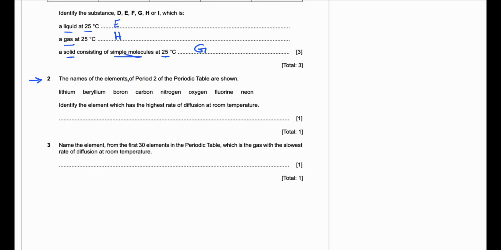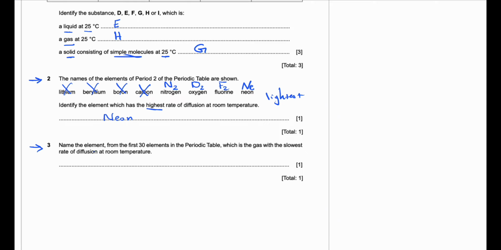Question 2. The names of the elements of period 2 of the periodic table are shown. Identify the element which has the highest rate of diffusion at room temperature. Highest rate of diffusion, it means you are looking for the lightest gas particle. Lithium, beryllium, boron, carbon are solids. Nitrogen, oxygen, fluorine, neon are gases. However, remember that nitrogen exists in nature as diatomic molecule, oxygen exists as a diatomic molecule, fluorine a diatomic molecule. However, neon is a monatomic, so the answer is going to be neon.